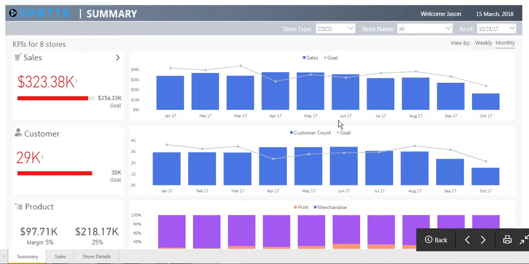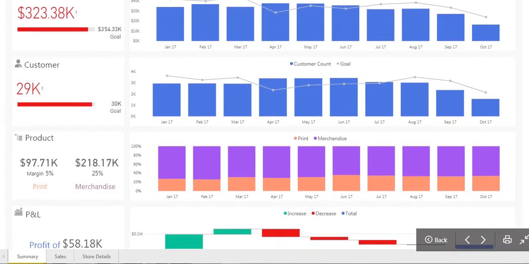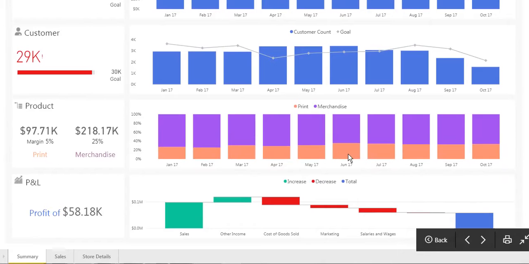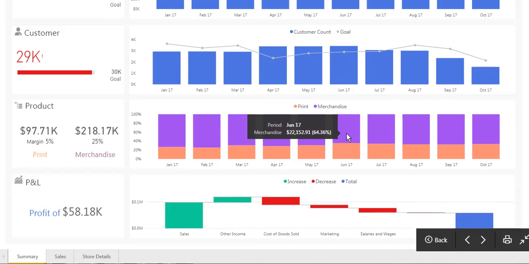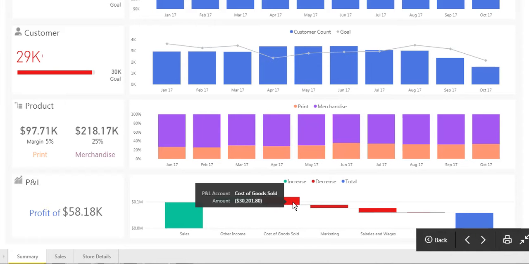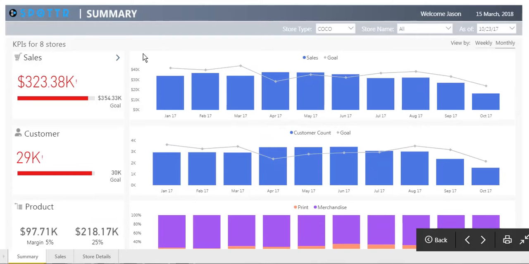The customer section shows similar analysis about the total number of customers. The product section shows the sales breakdown across the different lines of business, in this case print and merchandise. And the profit and loss section shows the incomes and expenses for the month with the help of a waterfall chart. To view the Sales Insights report, you can click here.